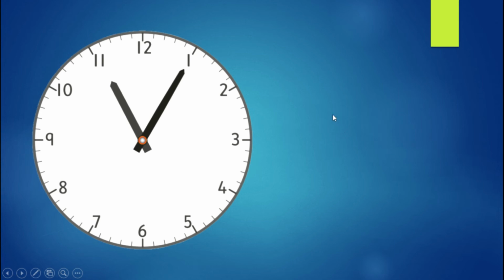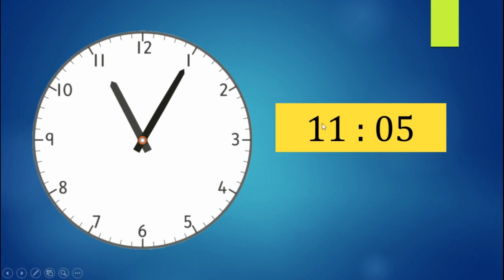What time is it? Look at the hour. It is 11. Count the minute. 5. Remember, when we are doing the minute, every big number has to be counted as 5. So how do you write 11:5? Do you still remember? Remember that when you write 11:5, you will write 11 and then 05 instead of the single digit 5.